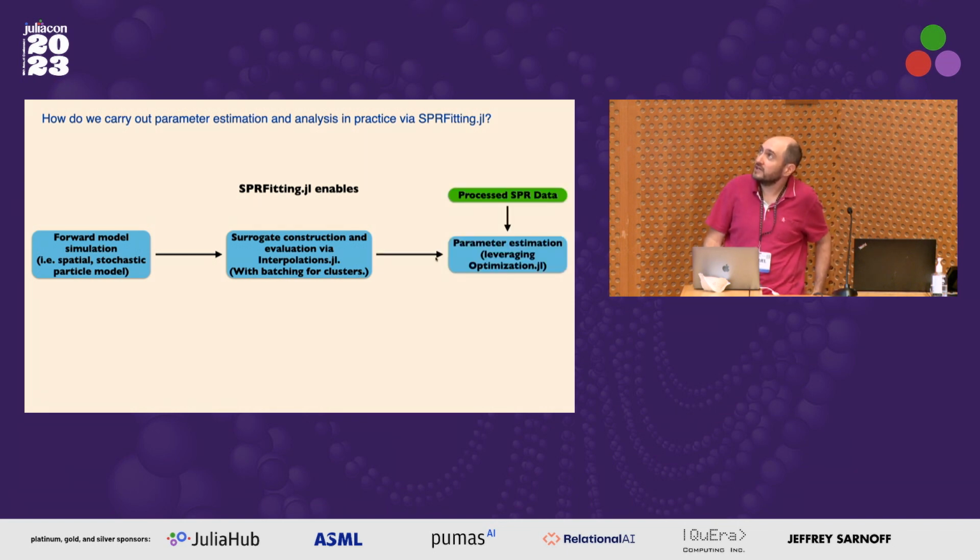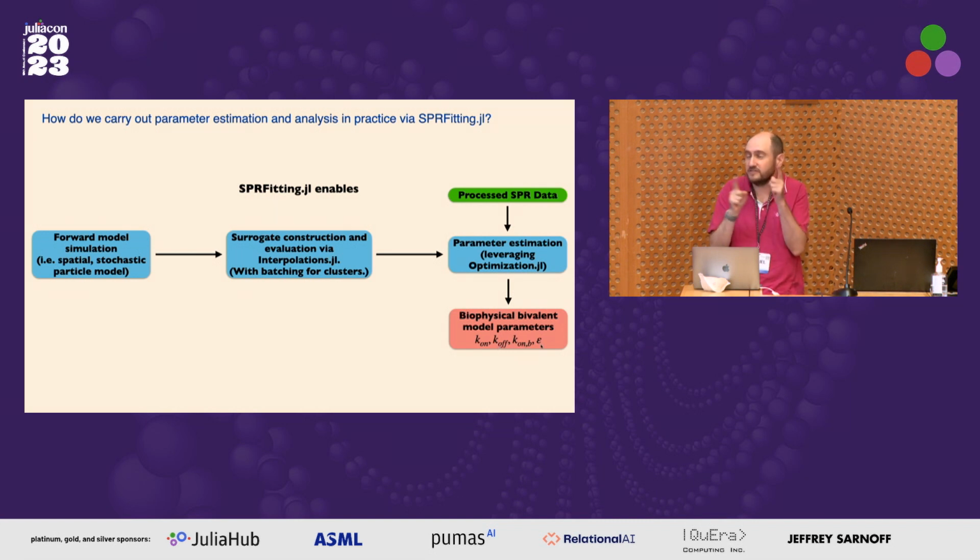Once you've got your surrogate, you take the SPR data that comes out of a given experiment and the surrogate, and you do parameter estimation. Here we just leverage Optimization.jl, and in the initial version of the package, we just used XNES from BlackBoxOptim. We found that worked very well. The output from that is your biophysical bivalent model parameters: the on and off rate that the monovalent model would give you, the second binding rate, and the distance that an antibody bound to an antigen can reach to bind and interact with another antigen.